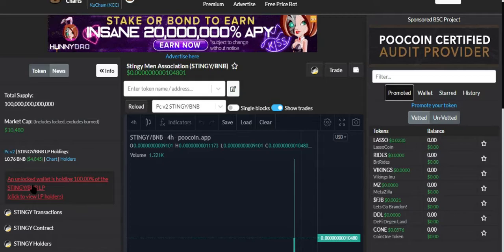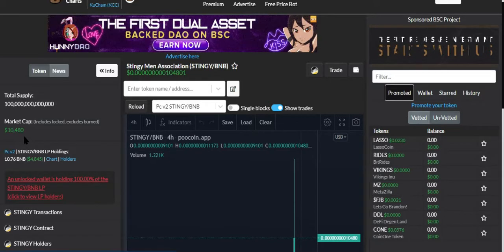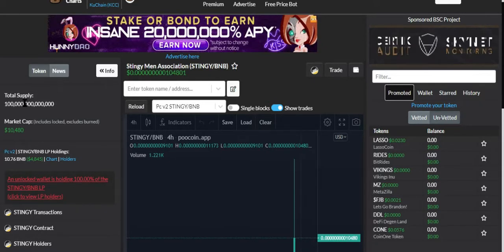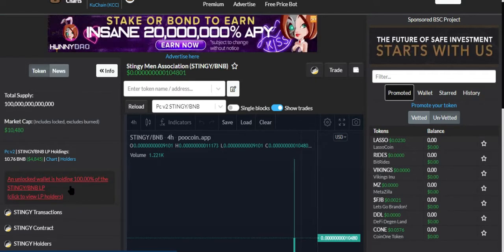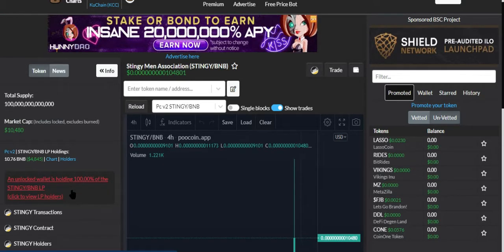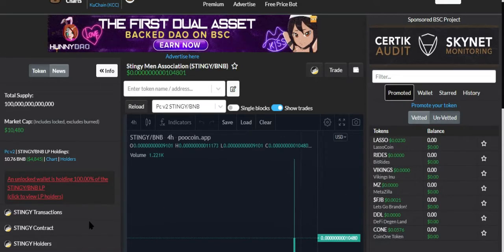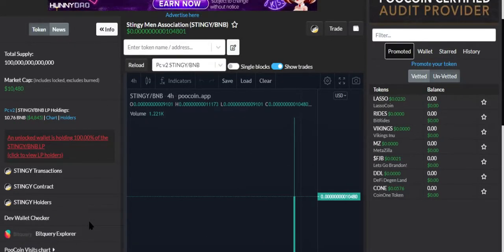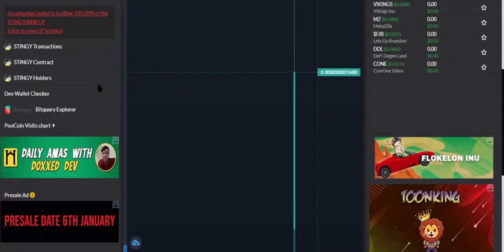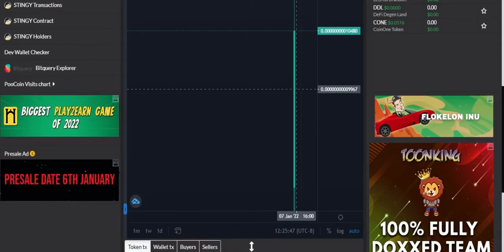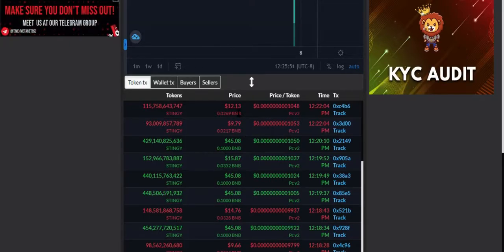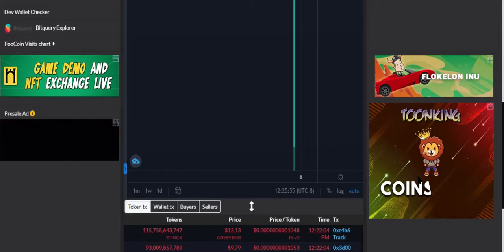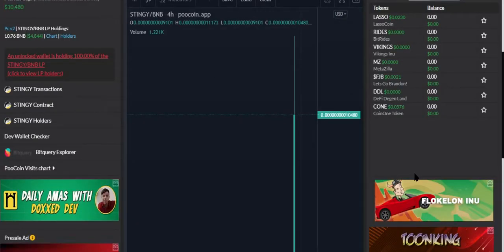I don't trust this coin. Market cap is low, supply is hella high. And then an unlocked wallet is holding 100% of the Stingy over BNB LP pair. So I don't like that right there. I'm not saying that it's a bad coin. It is low enough for us to definitely go get it, but it's a big old pump. I see nothing here right now. I see buys and sells of $45, $12. They're selling $12, selling from buy. So it could be a good thing. I don't know. Like I said, you might just want to check it.